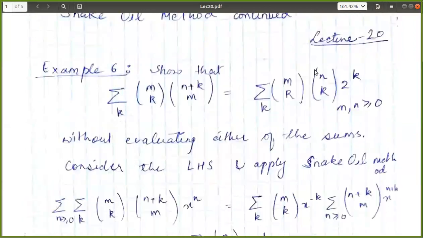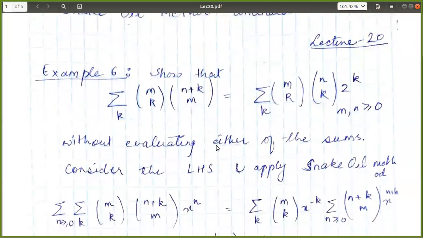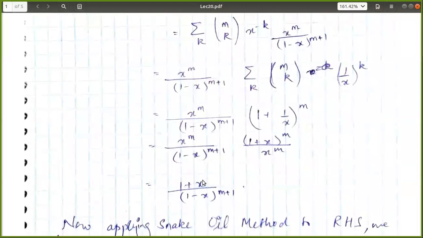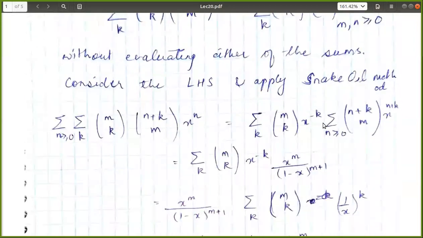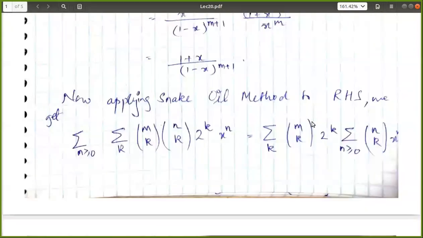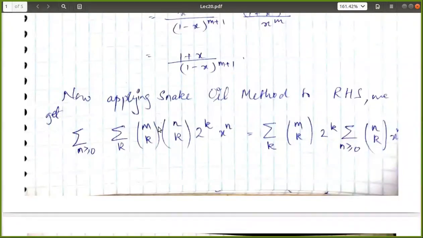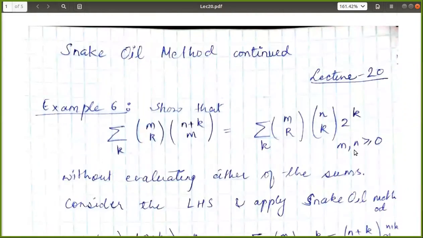Now you see the other side, which is summation k, m choose k, n choose k, 2 raised to k. Again, you will do the same thing. Since here you chose n to be a free variable, that is why n does not appear here. Here also it is advisable to choose n as your free variable and work with it, even though here n and m both appear just once. So you start with x raised to n being multiplied and then summing over n non-negative. Why? Because in the question itself we are given that.